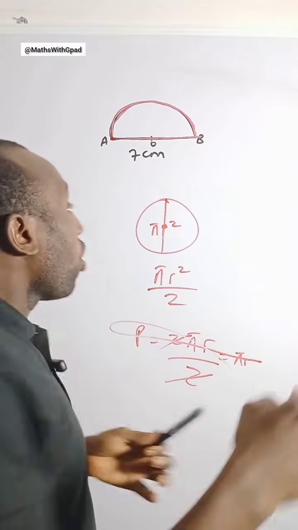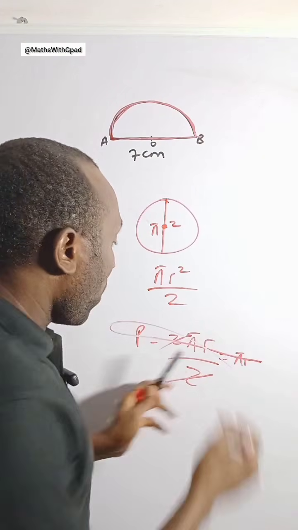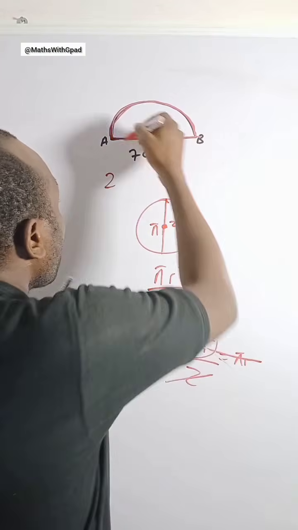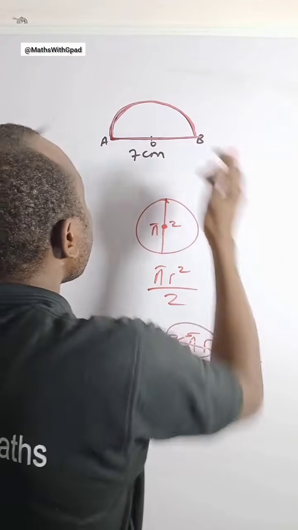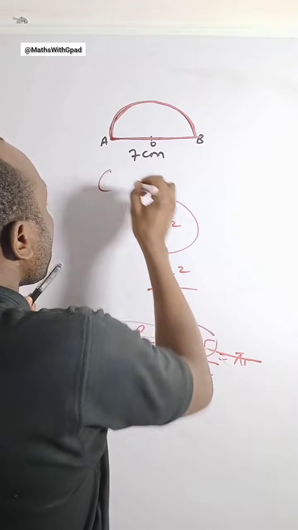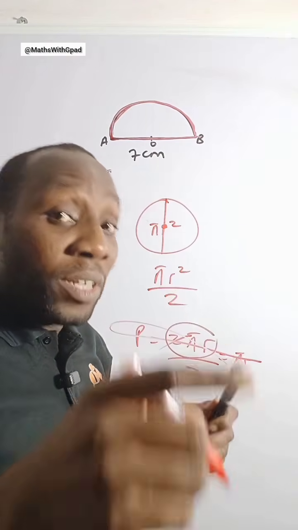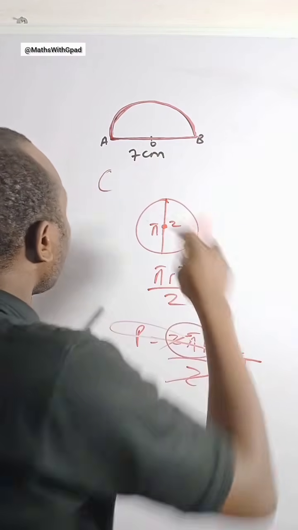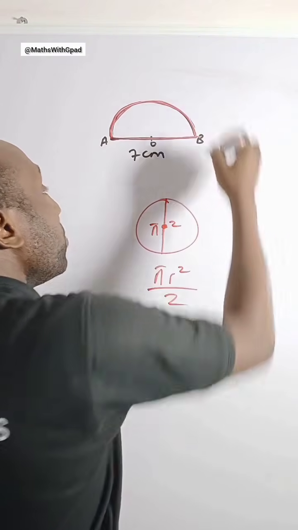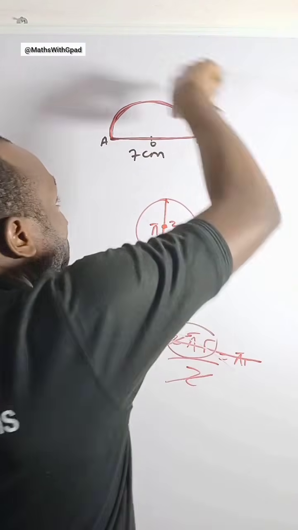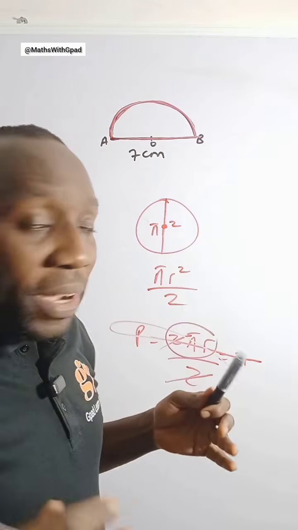What is the circumference of a circle? It is 2 pi r. See it here, 2 pi r. Let's use pi d because we are using the diameter rightly given to us. AB is 7 centimeters. So the circumference of a circle is pi d. But what about if it is from the semicircle? That's the arc of the semicircle. You divide it by 2.